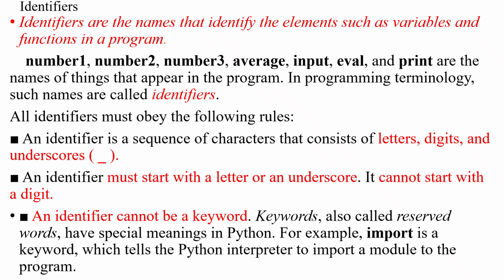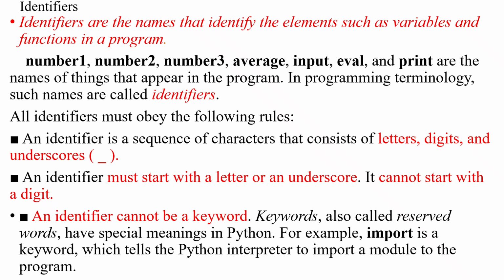So we have to follow some rules for identifiers. An identifier is a sequence of characters that consists of letters, digits and underscores. An identifier must start with a letter or an underscore. It cannot start with a digit. An identifier cannot be a keyword. Keywords are known as reserved words. These words are already reserved and have specified meanings in Python. So you should not use any keyword as an identifier.